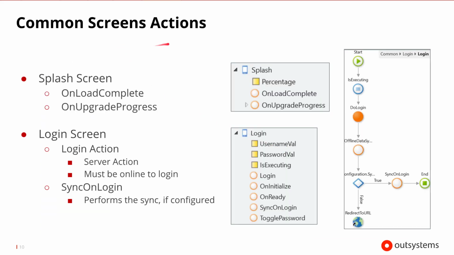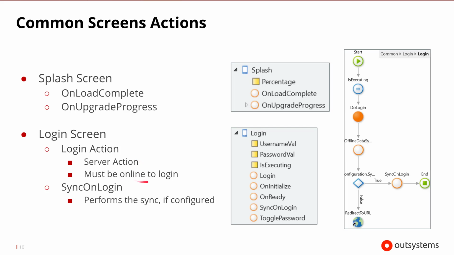Now, the common screen also has different actions. So the splash screen will begin loading, and it will load, and when it is complete, it will then redirect to the default screen. The splash screen also checks whether or not there's a new version of the application available. So if we find a new version, then we'll begin the upgrade process, which includes downloading the new resources that the application will need. So the splash screen is the one that worries about the upgrade process and loading the full application. The login screen has a login action, and the login action is a server action.